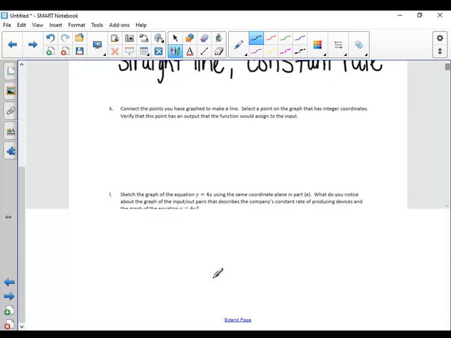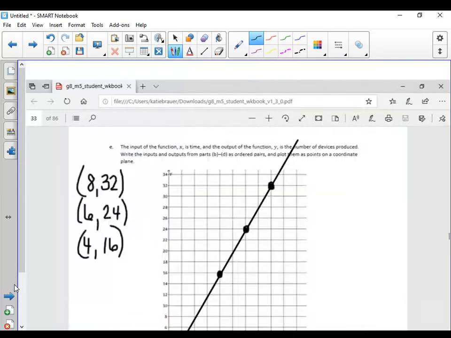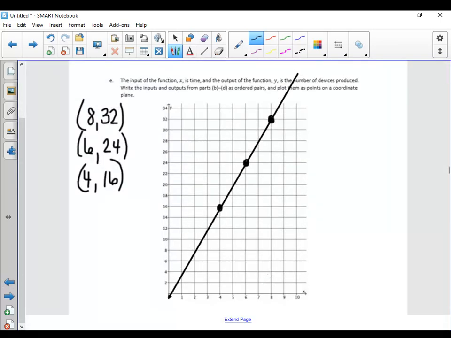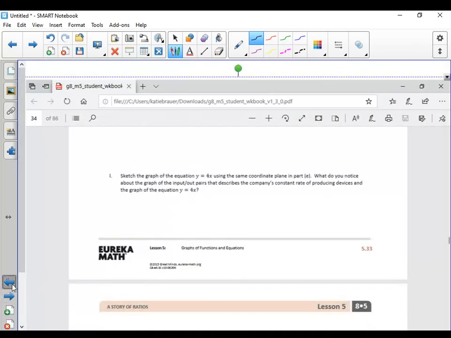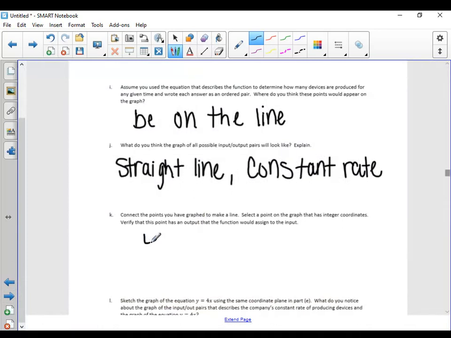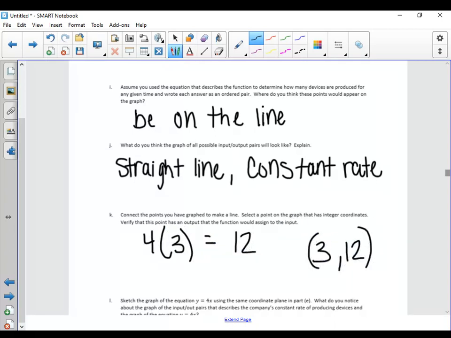Okay, it says connect the points. We already did that. Select the point on the graph that has integer coordinates. Verify that it works. So we're going to go back to the graph. We're going to go and see in 3 hours what we should get. It says 12. We're going to plug that into our equation. 3 hours, so 4 times 3, 12. So the point would be (3, 12), and that's the exact point we just found on my graph.